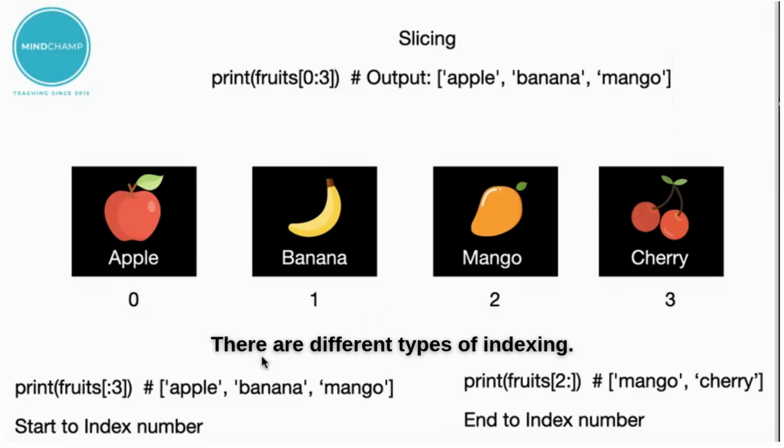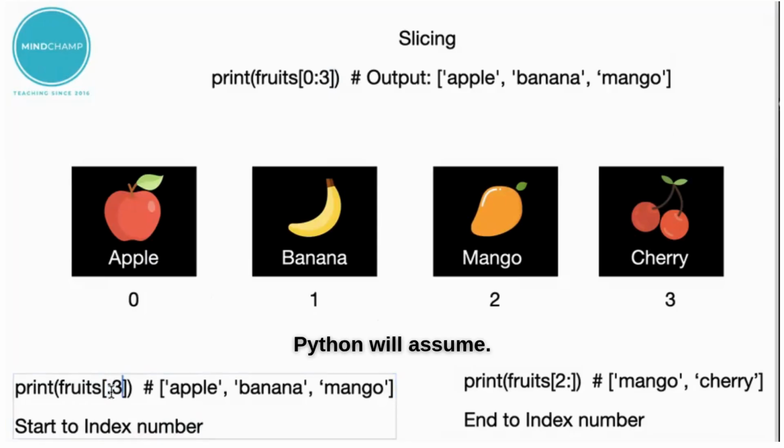There are different types of slicing. First, start to index number. So here Python will assume the default start index, which is 0 usually, and you specify the end index over here, which is 3, meaning apple, banana, mango would once again be your output.